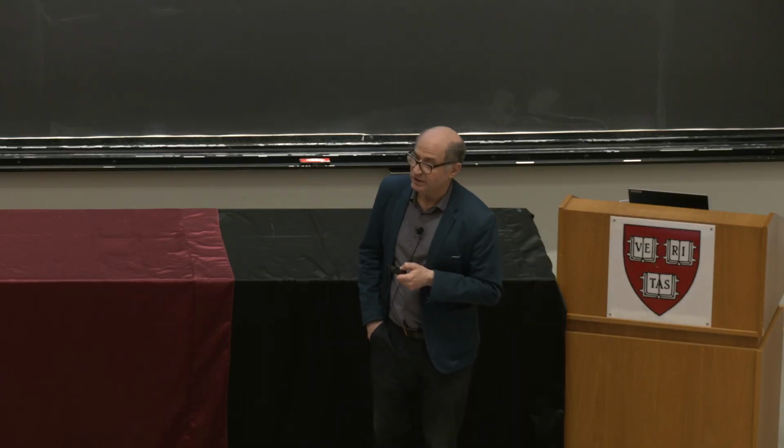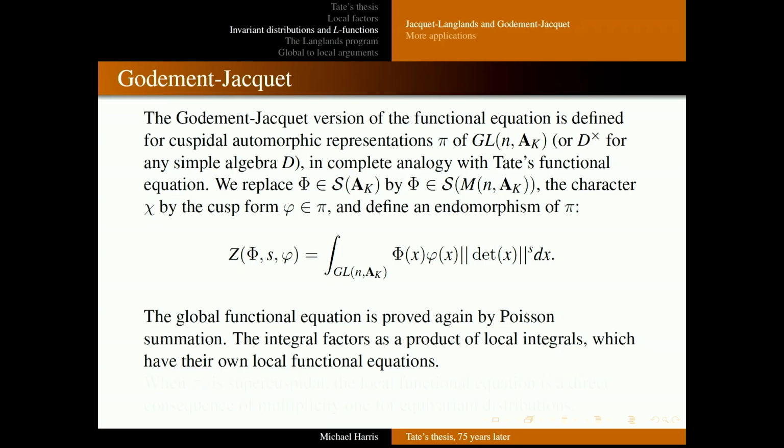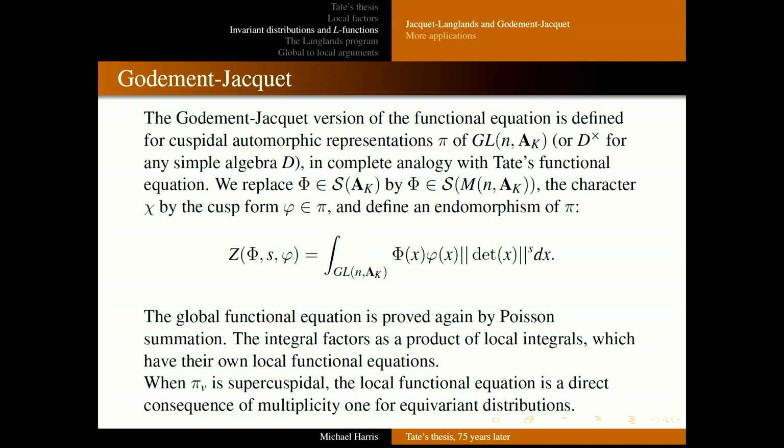And the global functional equation is proved, once you deal with the convergence questions, by Poisson summation. The integral factors as a product of local integrals, and each local integral has its own local functional equation, which looks very similar to the functional equation of Tate. And furthermore, if the local factor is a supercuspidal representation, then the local functional equation follows directly. It's hinted at, although not said explicitly, in the Godement-Jacquet book. It follows directly from multiplicity 1 for equivariant distributions.